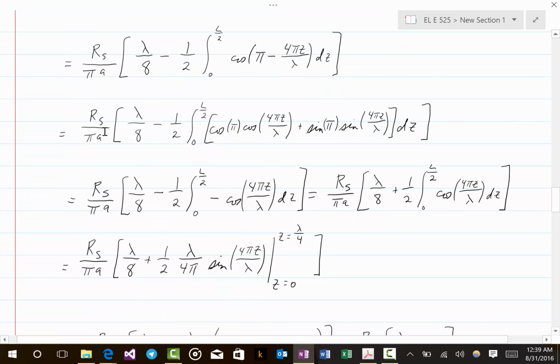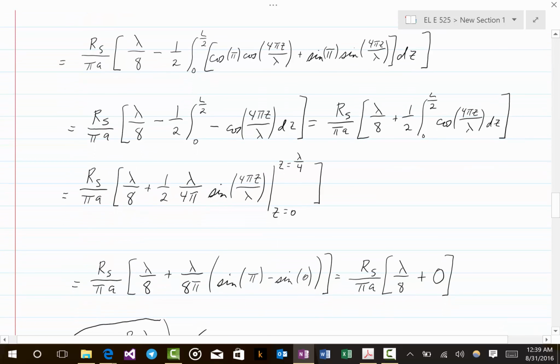Bring down the Rs over pi a. And here is lambda over 8 minus 1/2. And now we're going to go ahead and take the cosine of a difference formula. We have cosine pi, cosine 4 pi z over lambda, plus sine pi, sine of 4 pi z over lambda, dz. Coming down to the next line, we bring down the lambda over 8, bring down Rs over pi a, bring down the 1/2, and now cosine of pi is -1, so this is negative, and then we have cosine of 4 pi z over lambda, and of course the sine of pi is 0, so all of this drops out.